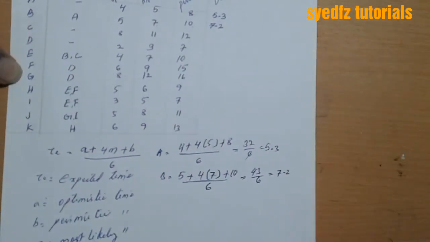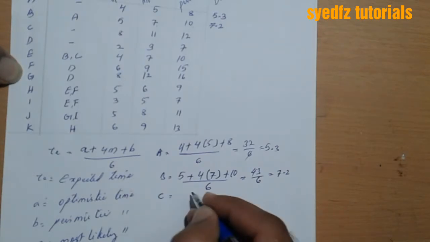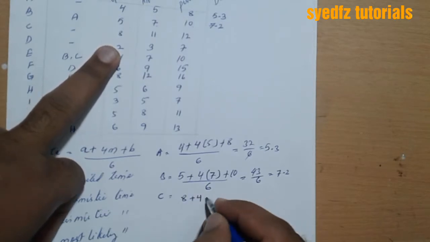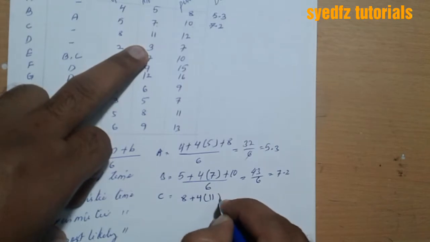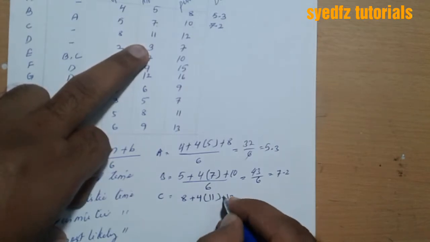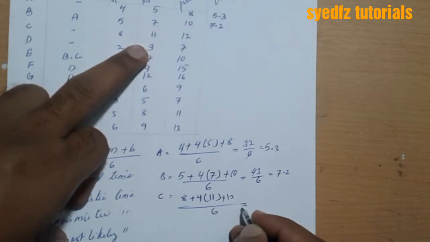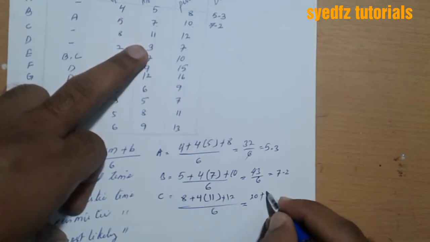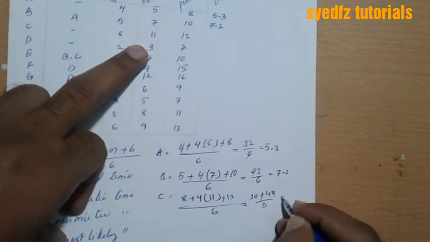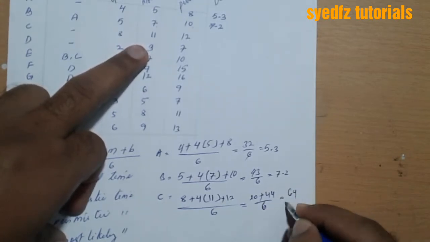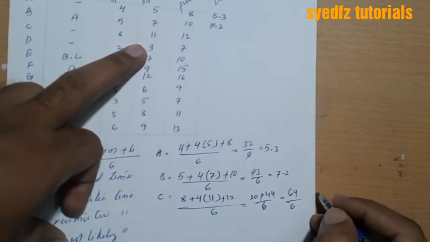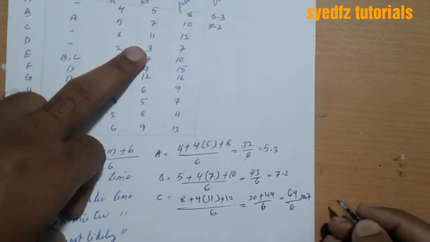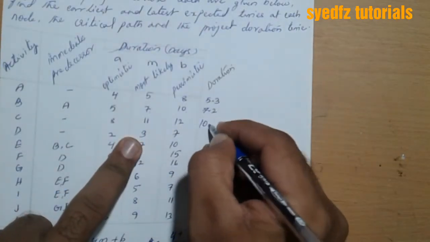Now go for the next, C. A is 8 plus the formula 4, then most likely is 11, then plus 12, divided by 6. 8 plus 12 is 20, plus 44, since 4 into 11 is 44. Overall 64 divided by 6 is 10.7.